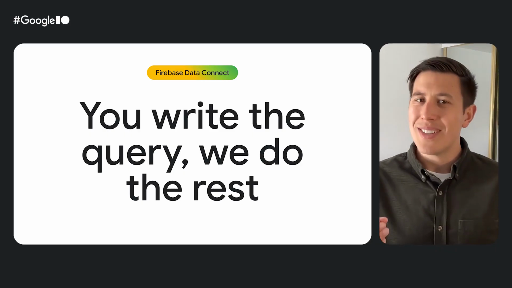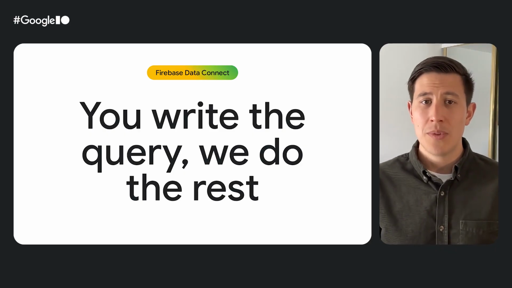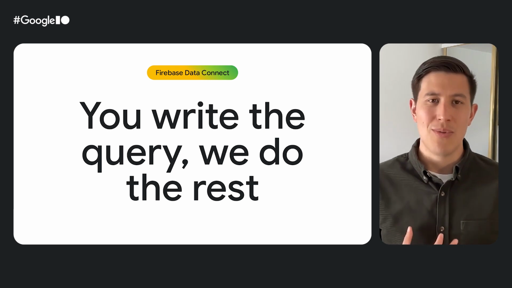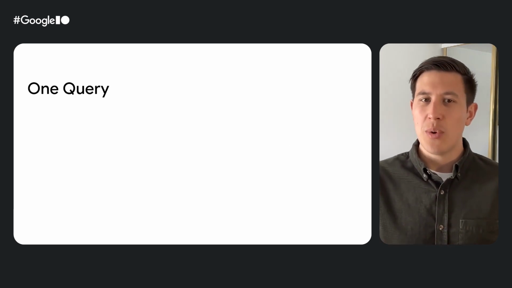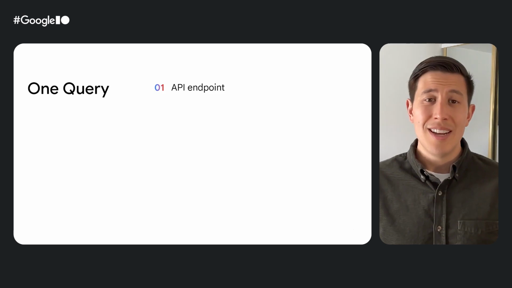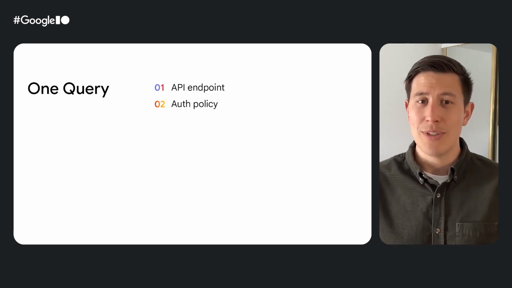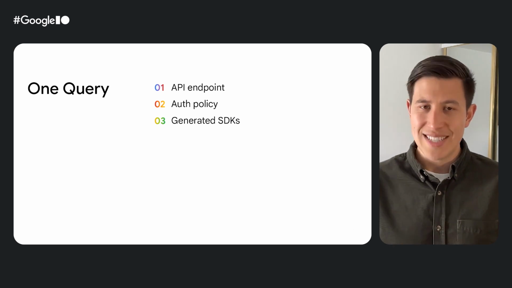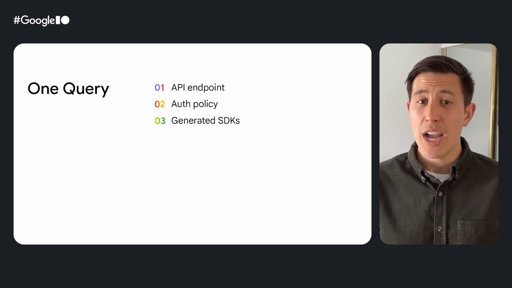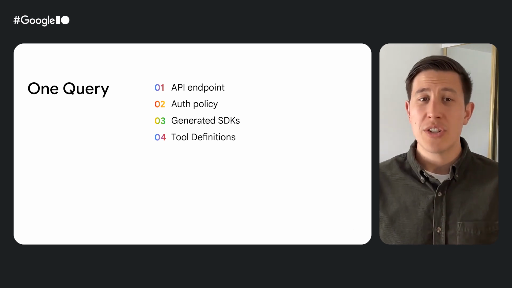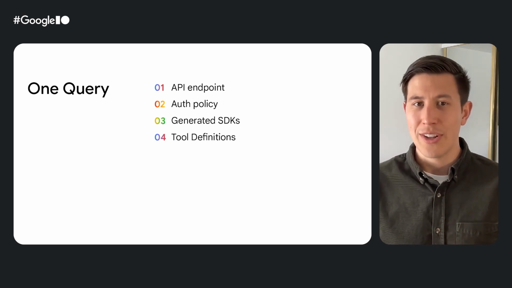So what does Data Connect do for you when you want to build your next app? We built Data Connect on a single principle. You write the query, we do the rest. When you craft a query on your schema, you get a secure API endpoint that has built-in authentication and authorization policy. We generate type-safe SDKs for Android, iOS, Flutter, and web. And in addition, we'll generate a tool definition for function calling of that query from agents.